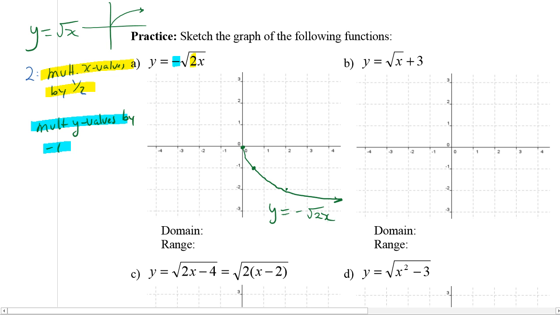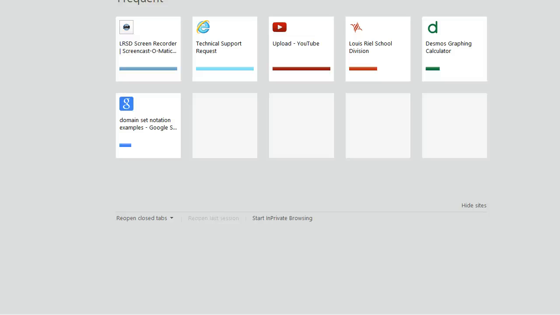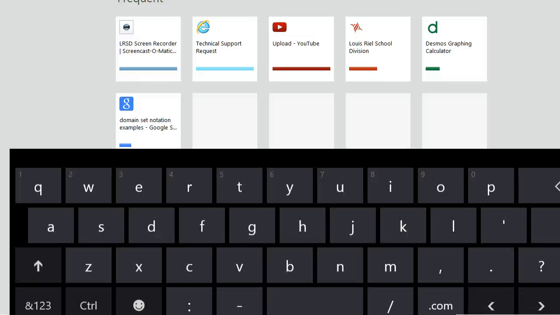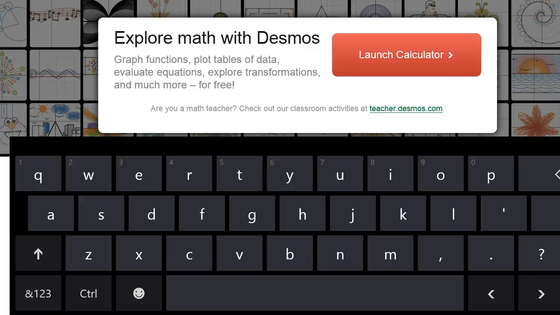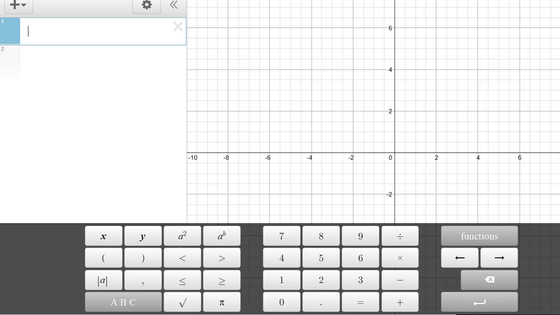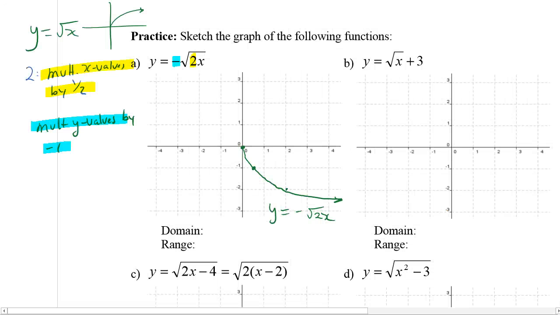A good way when you're doing these questions, if you don't have a key in front of you, is to go over to desmos.com and type it out, and then you'll find out. So I'll go through this process here, and I will launch the calculator. And so the first one, y is equal to negative 2 multiplied by the square root of x. And there we get something, right? Looks very much like what we just wrote. So I think we're doing well.